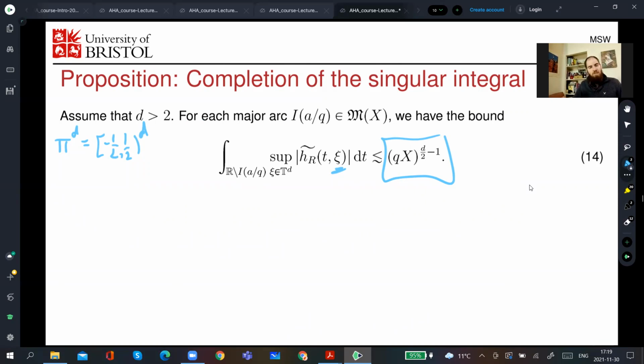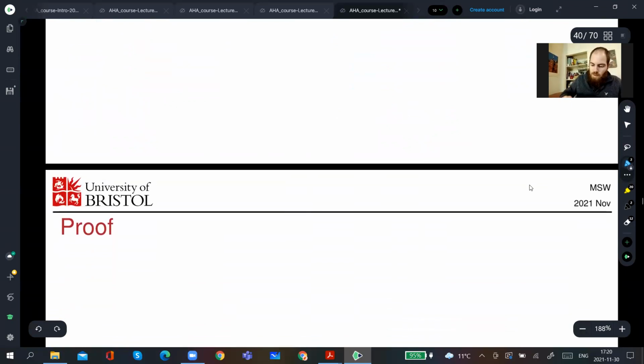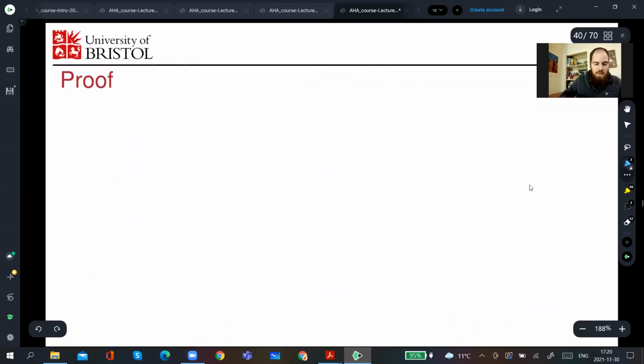And that's true for every major arc. Remember, I'm done with minor arcs now. I don't have to worry about those. I need to worry about the major arcs at this stage. Great, so how do we prove this?